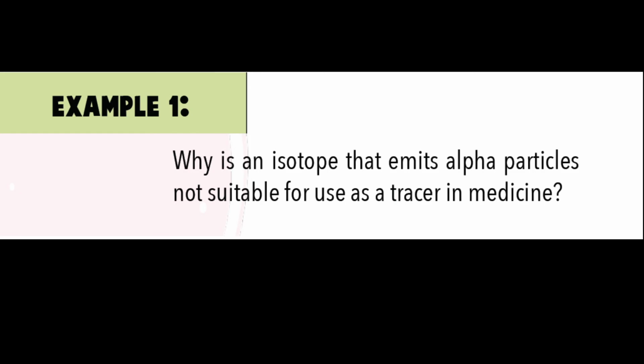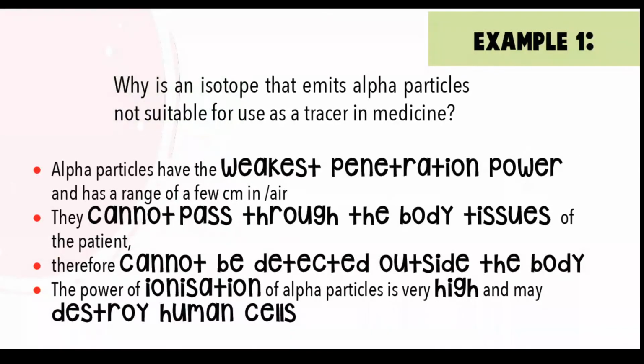Now I show you the answer. You can refer here. This may be a question they ask for 4 marks, which means you need to give 4 points. Alpha particles have the weakest penetration power, with a range of a few cm. Remember, beta still goes meters, but alpha has a range of just a few cm, then it is finished. Next, it cannot pass through the body tissue of the patient. Third, it cannot be detected outside the body. Also, the ionizing power of alpha is very, very high and will destroy human cells. So this is the 4 marks answer for why we never choose alpha as a tracer in medicine.